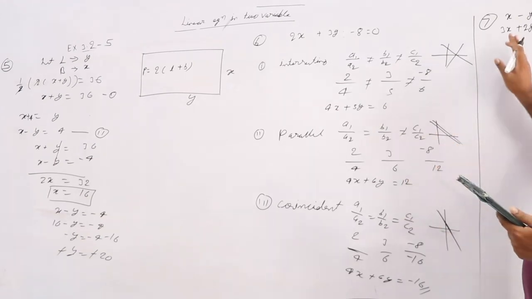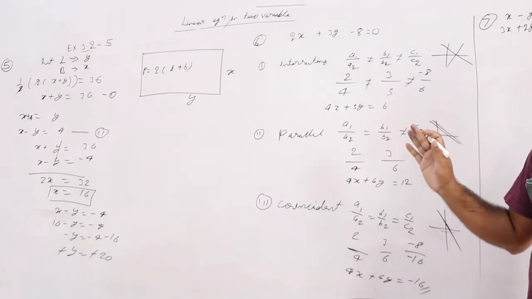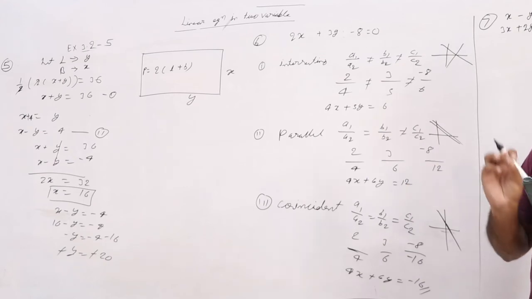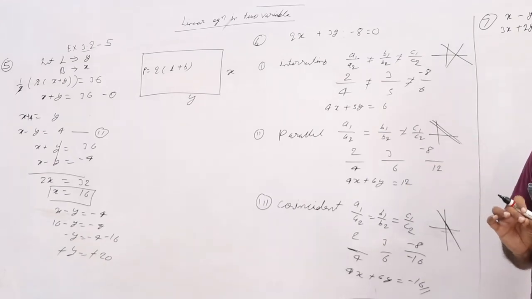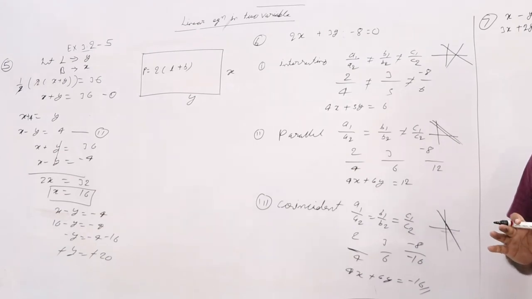First, determine the solution by graph. Determine the solution by graph, and whatever triangle you are getting with the x-axis, that one you should shade, and you should write all the vertices of the triangle. Getting it? Yes or no? Yes, sir.